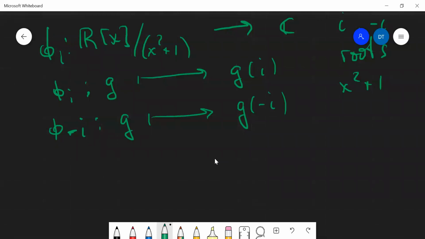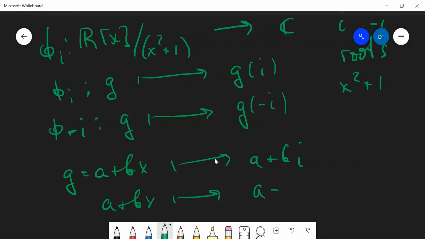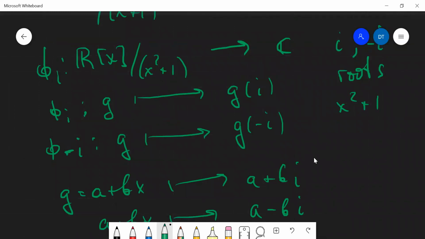Well, let me write explicitly. Every g is of the form a plus bx. So the first map takes it to a plus bi, and the second map takes it to a minus bi. Well, it's obviously a surjection because every element of C is of this form. So just by looking at the map, we see that this is a surjection.